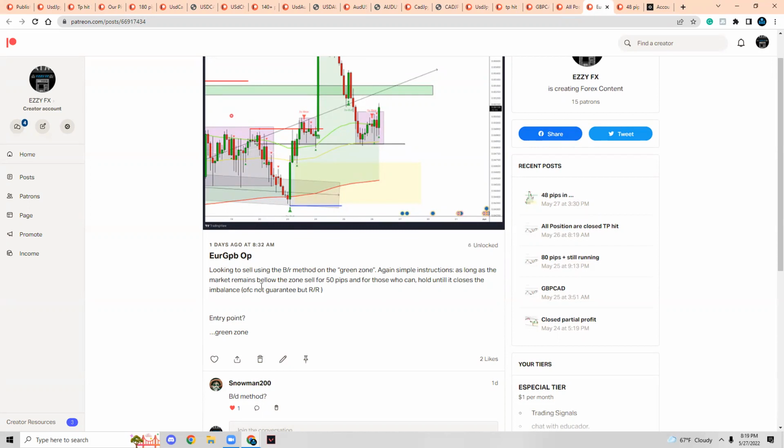As long as the market remains below the zone, sell for 50 pips. And for those who can hold it until it closes the imbalance, of course, not guaranteed, but it's risk and reward, right? But again, I only mentioned this because it's Friday. Otherwise, if this signal was sent Tuesday, I wouldn't even tell you guys to hold it until closing the imbalance. It's automatically to closing the imbalance.